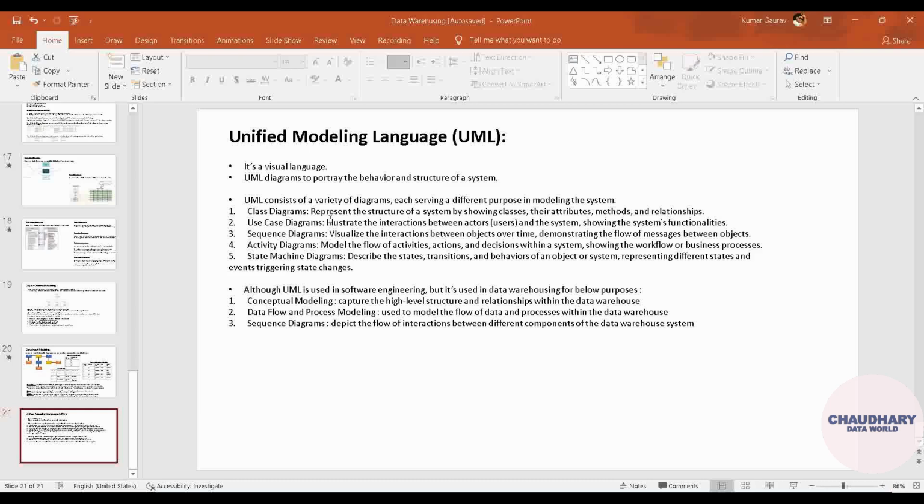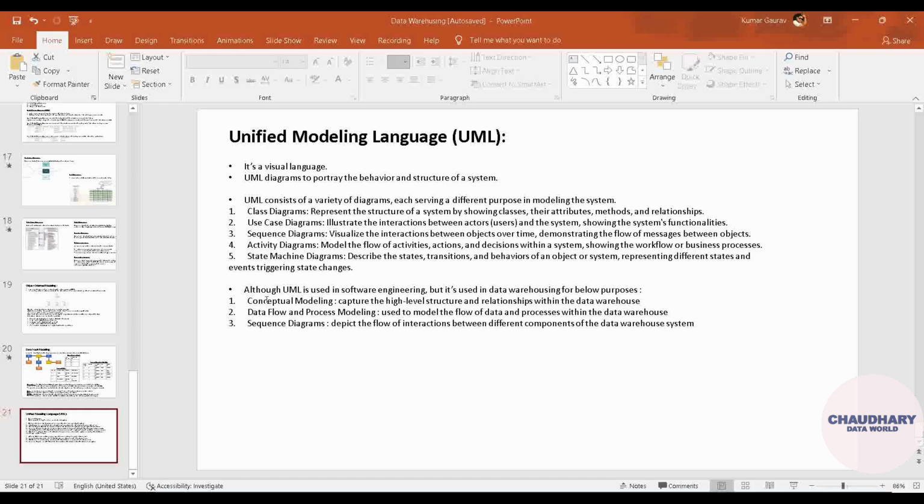So all these types of diagrams, whenever we need to create them, we use the language that is Unified Modeling Language, and this is used because it is very standardized and frequently used in the software industry. After that, we have the sequence diagram, activity diagram, and state machine diagram. All these diagrams serve different purposes in the whole software life cycle, or you may say the data warehousing life cycle.